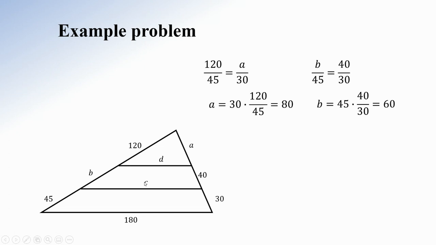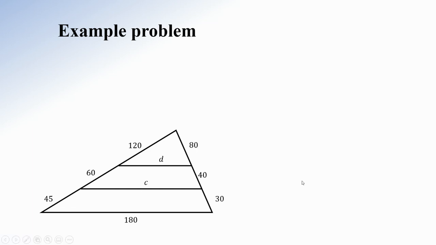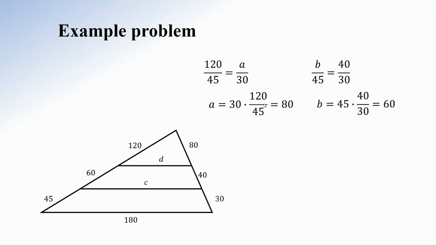C and D, we can't use segments. We can't because they're not on the two sides that were divided up in parallel. These are lines parallel to the base of the original triangle. So for this one, we'll write in that we know that this thing here is 60 and this is 40, 80, 120. We'll write in all our values that we now know from those calculations.